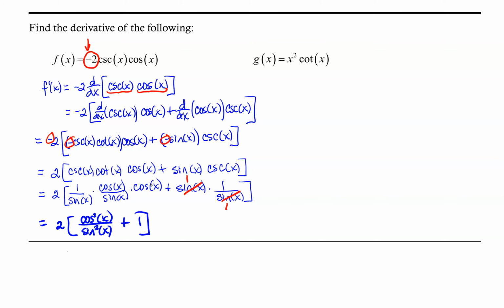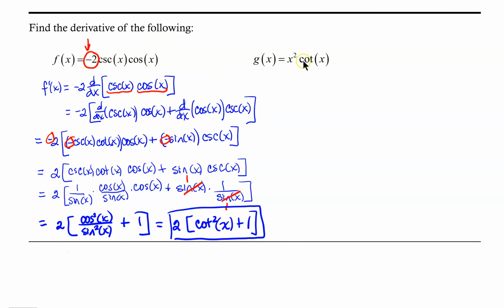And then we know that cosine over sine is equal to cotangent, so we could even write this as 2 times cotangent squared of x plus 1. So we could say that the derivative of our original function is 2 times the quantity cotangent squared of x plus 1. Let's look at our second example.